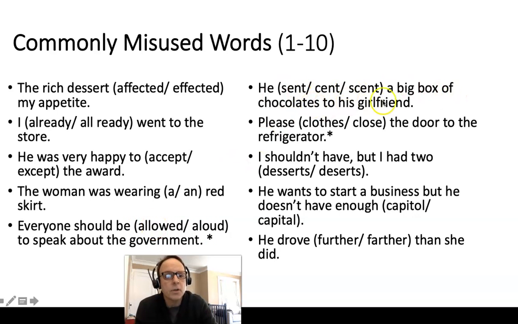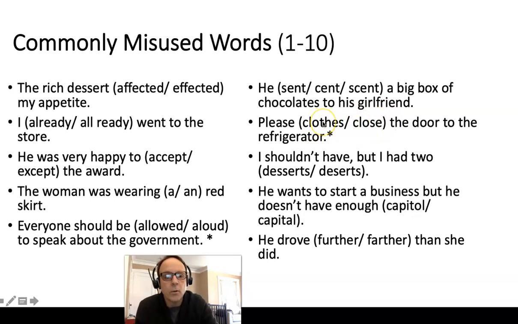He sent a big box of chocolates to his girlfriend. This is a verb that means to mail something or get something delivered. This other one has to do with century, 100, or cents, like pennies, and this is smell. So the first one's a good choice. Please close the door. The second one's a good choice.